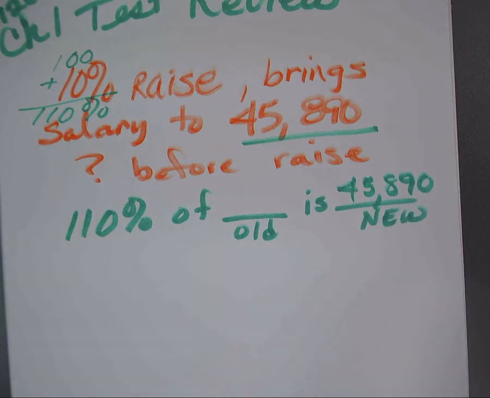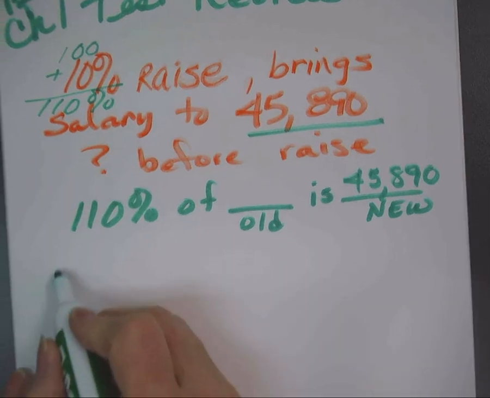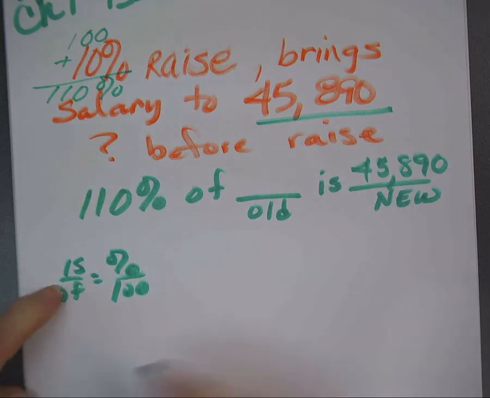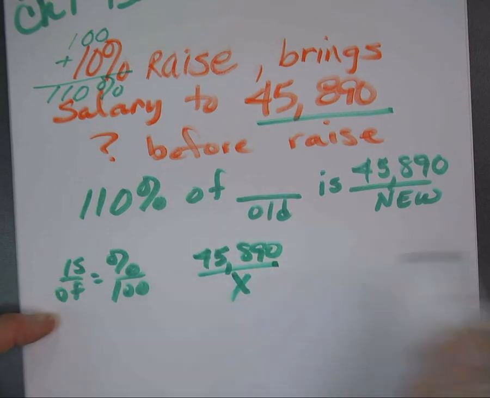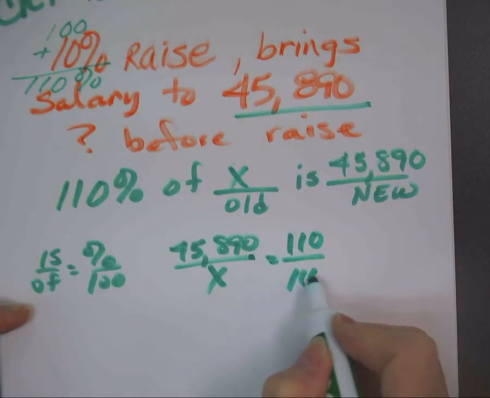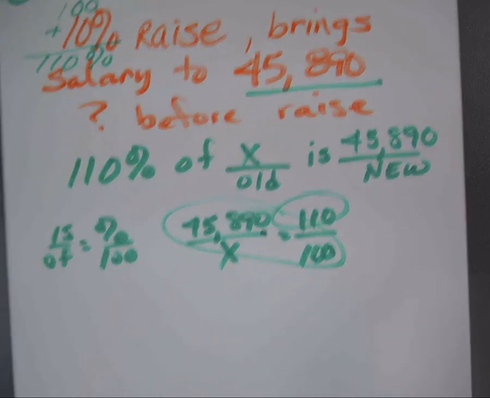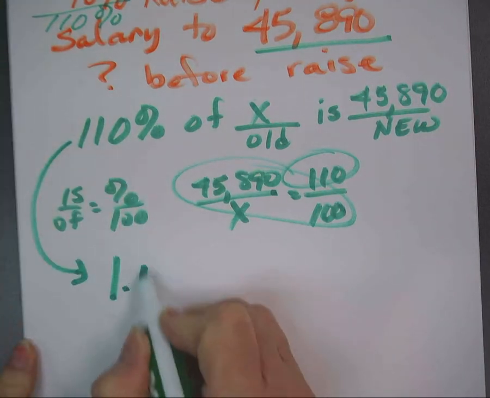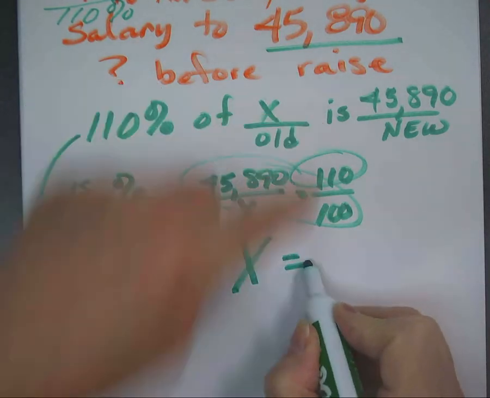You can either turn this into a decimal and do it that way, or you can do the is over of equals percent over 100. This is your is. The of is the old. Equals 110 over 100. So you can multiply and divide, and that will give it to you. Or you could say this as a decimal, 1.10 of is times is equal.